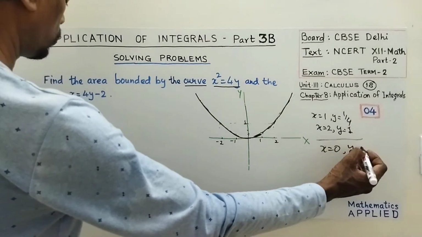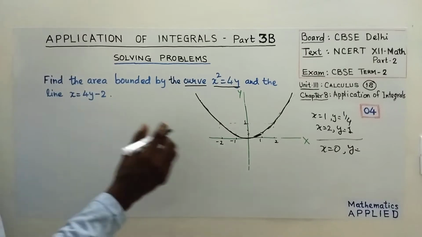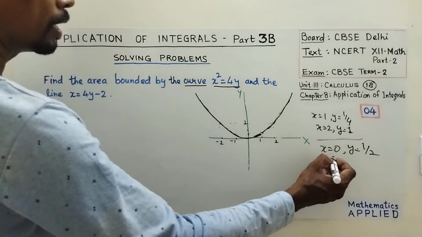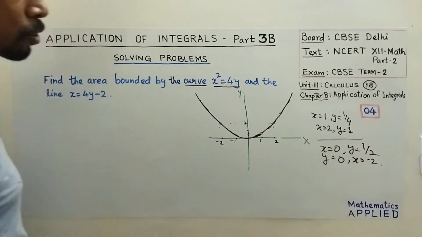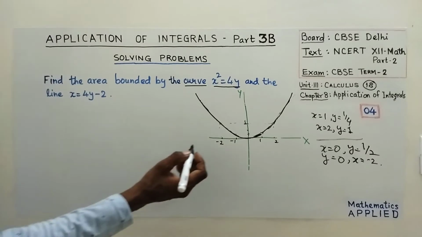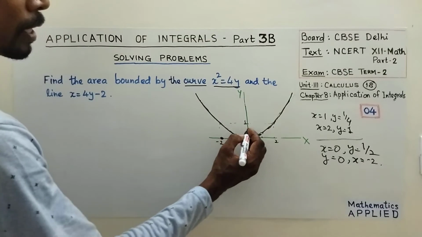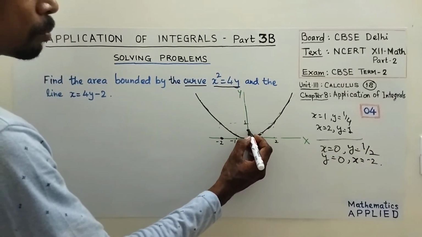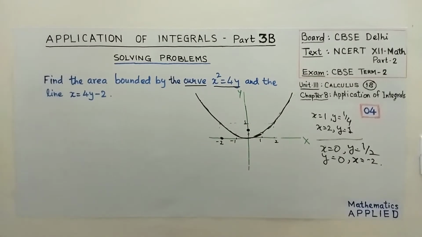The y-intercept: when you put x equals 0, y gives you 2 by 4, that is 1 by 2. And put y equal to 0, and that gives me x equals minus 2. So I will take the point x equals minus 2, this is one point, and y equals half, so this is another point. So I will take these 2 points and connect them using a scale.